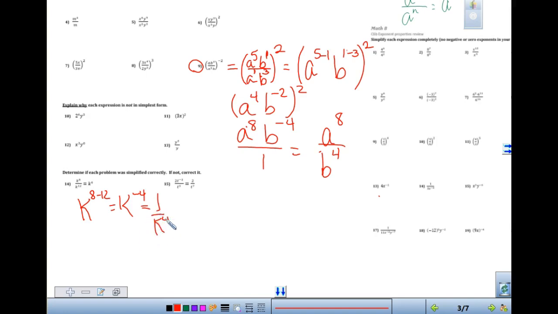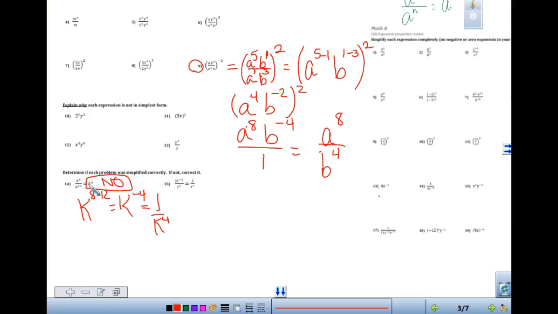So the question is, determine if the simplified answer is correct. Is it correct? No, k to the 4th was not the right answer. It should be 1 over k to the 4th. On the quiz, I will have people leave k to the 4th as an answer for me, even though they just wrote k to the negative 4th, then they'll just say, oh, that's equal to k to the 4th. It's 1 over that.